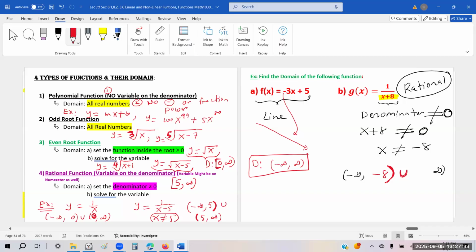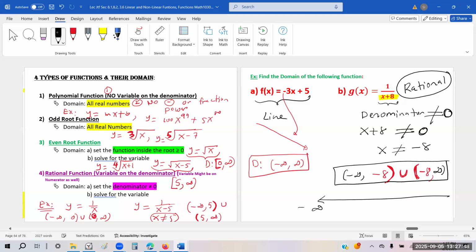And then parentheses, negative 8 to positive infinity. So basically from negative to positive infinity, there's only one number you cannot take. And then you take everything here, everything there. So this is why we have to have two separate intervals. From negative infinity to negative 8, we are allowed to use all the numbers. You cannot use negative 8. So you have to jump. And then from negative 8 on, you can use everything.